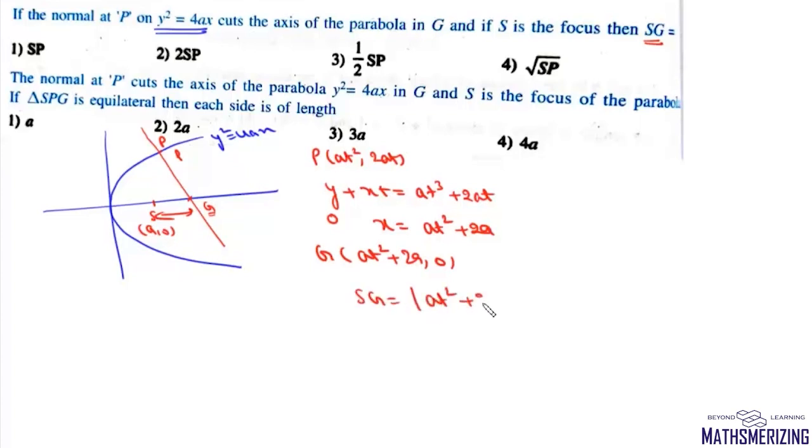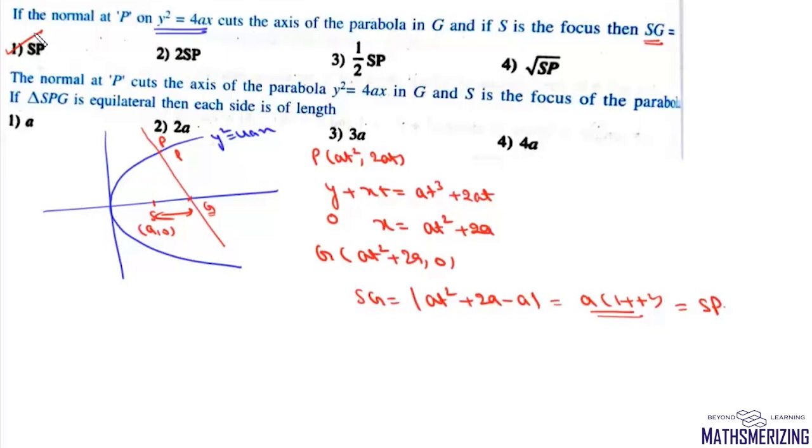at² + 2a and then minus a. So it will simply be a + at². So that is a(1 + t²). And we know that this is the focal distance, which is equal to simply SP. So that means the answer to this question is option number 1.